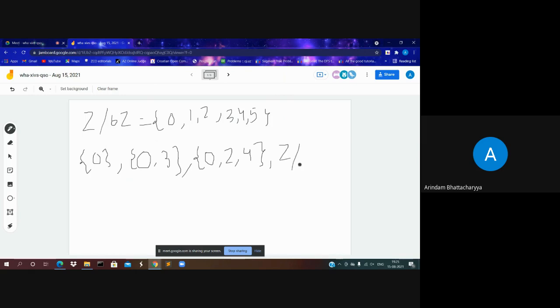And Z mod 6 itself. Those are all the subgroups of Z mod 6, the only subgroups, right? I hope you remember what isomorphism is, a bijective function if they exist. This is isomorphic to Z mod 2Z. This is isomorphic to Z mod 3Z, right?